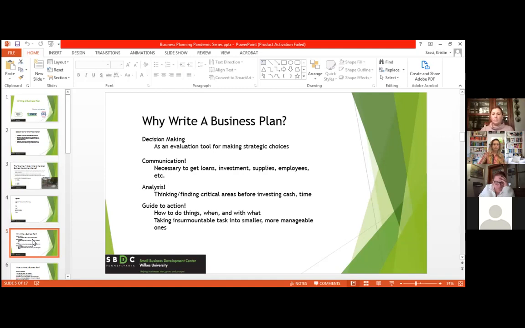Communication. If you need any type of financing, the lending source, whether it's a commercial business loan, whether it's the SBA, whether it's an economic development agency, they are going to require you to have a business plan in place with 3 years' worth of financial projections.